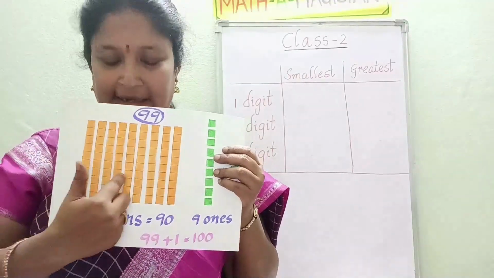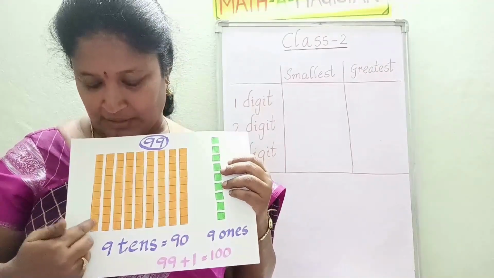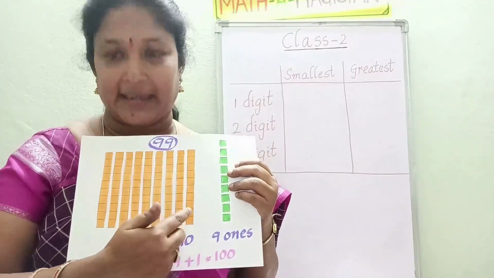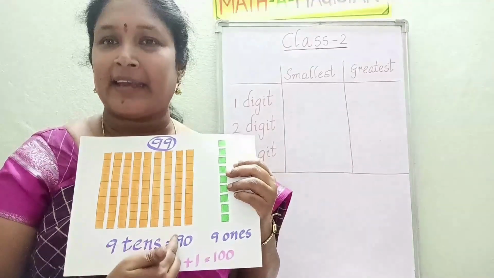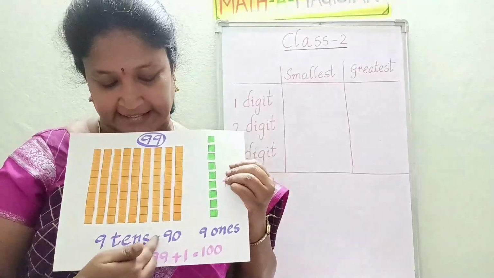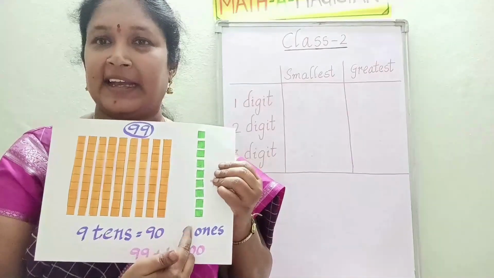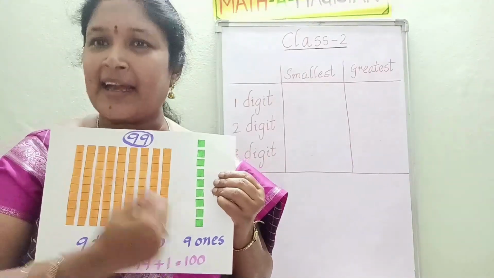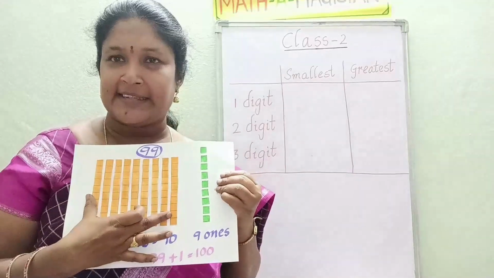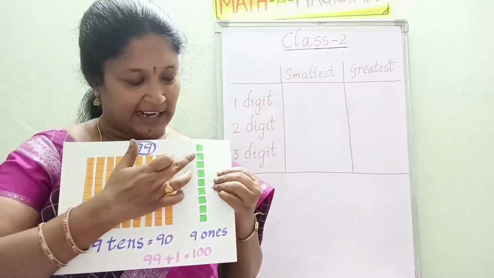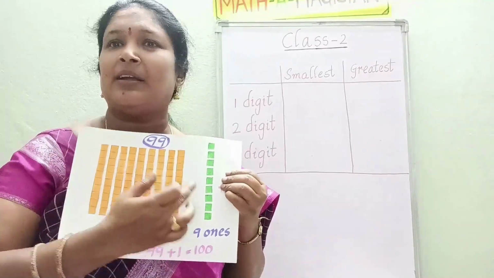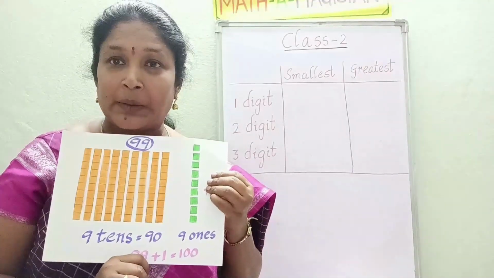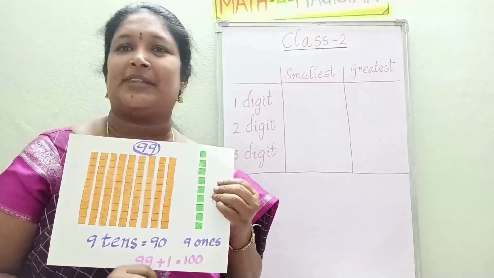Here how many tens are there children? 1 2 3 4 5 6 7 8 9. 9 tens, 90. Here again 9 ones, 99. So 90 are strips and 9 ones are blocks. So 99. So I want to add one more to that.